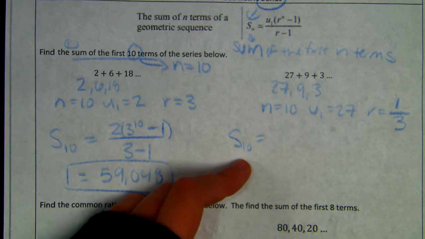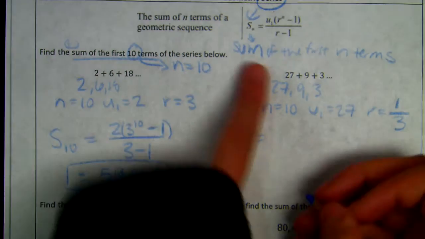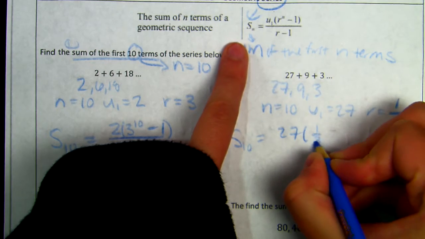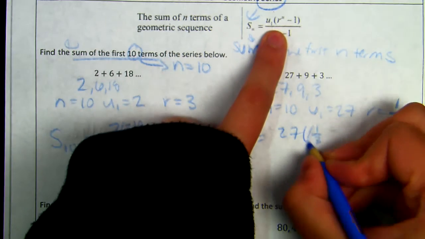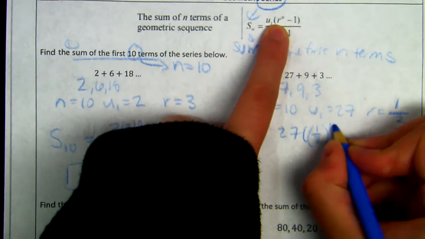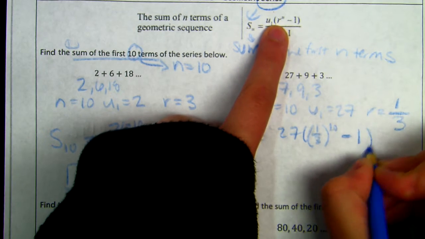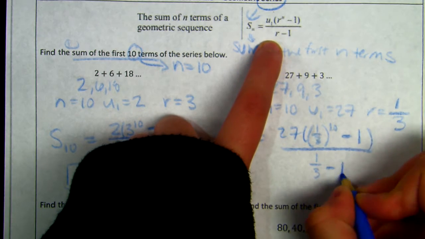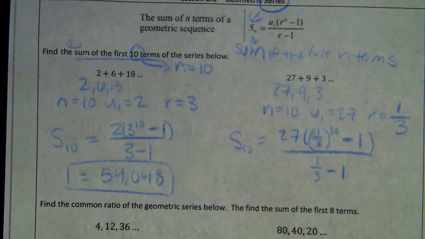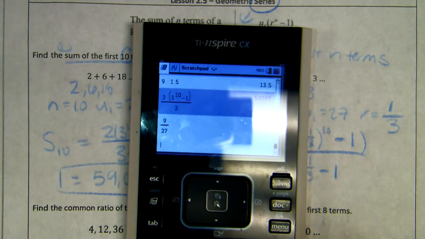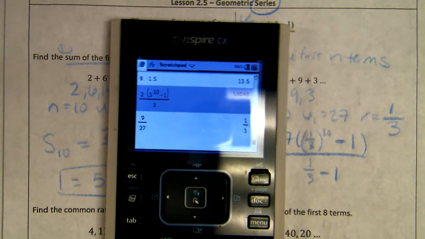The sum of the first 10 terms, or S sub 10, equals my first term, which is 27, times R, which is 1/3, to the N. I'm going to put that in parentheses again just because I think it makes it easier with the exponent, to the 10th power, minus 1, over R, which is 1/3 minus 1. So I'm going to type that into my calculator. I will actually show you how to do that. I'm going to turn off the light so you can see it a little bit better.